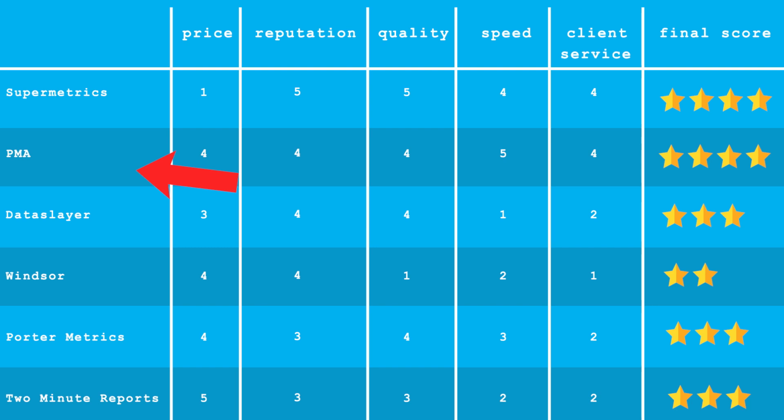Now, if your budget is very tight and you're ready for some compromises on the speed or the client service, you might want to try 2-Minute Reports. And finally, if money is no worry and you want to take zero risk, well then, stay with Supermetrics. You'll pay more, but you'll be in the leader's very safe hands.